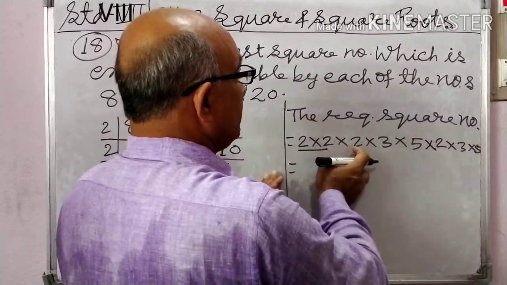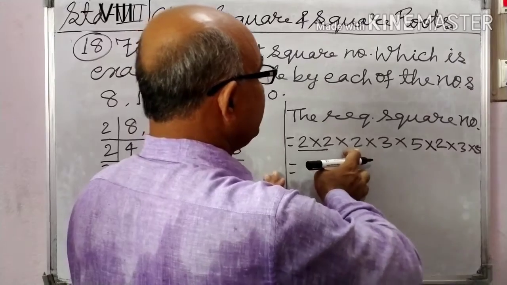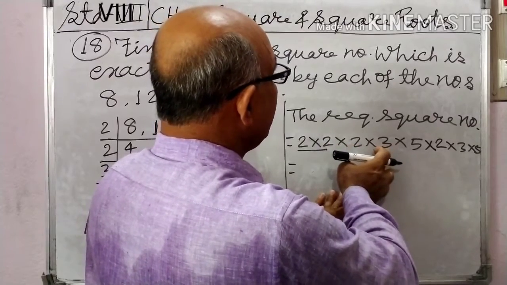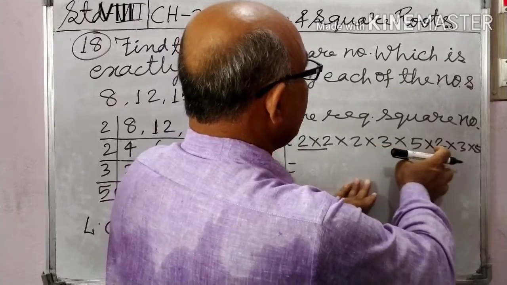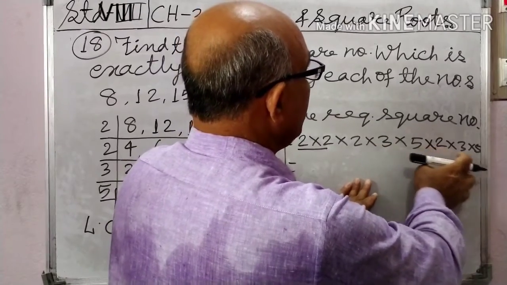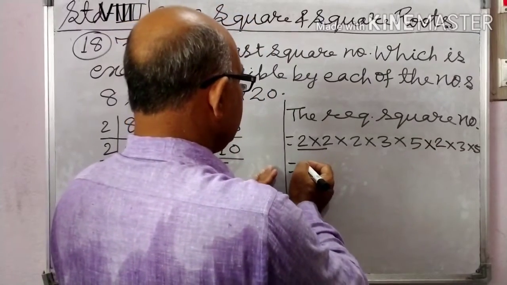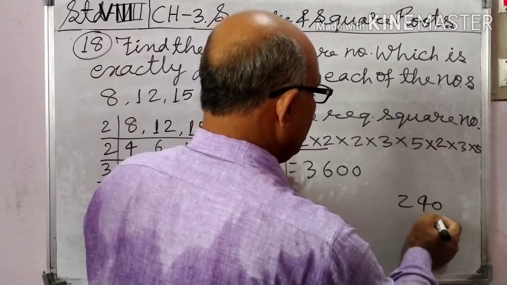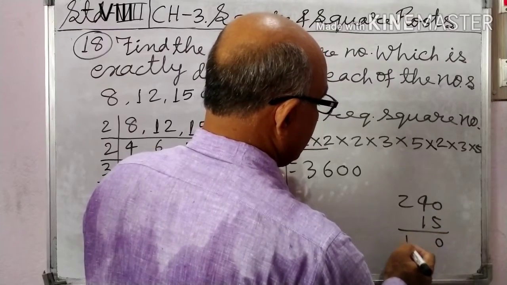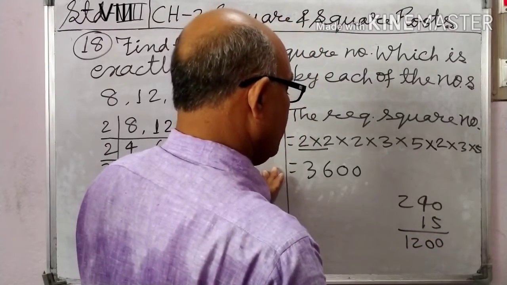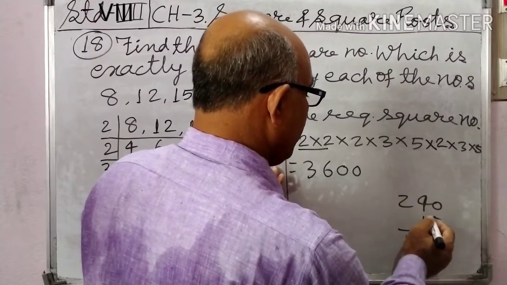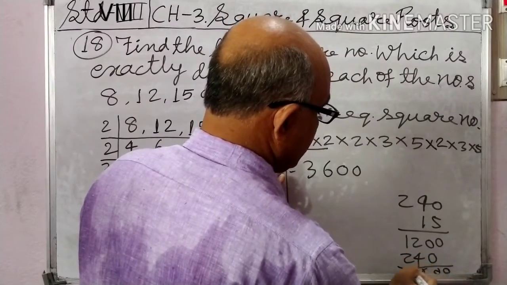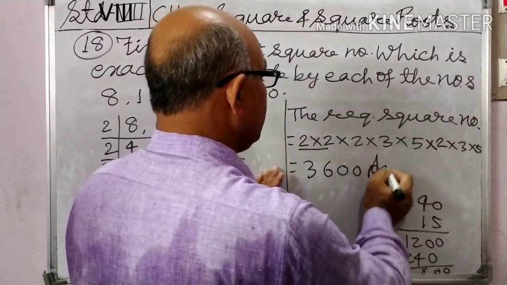So 2 into 2 into 2 into 2 is 8 times 2, 2 times 4 is 8, 8 times 3 is 24, 24 times 10 is 240, and 240 into 15: multiplying it gives 3600. So the answer is 3600.